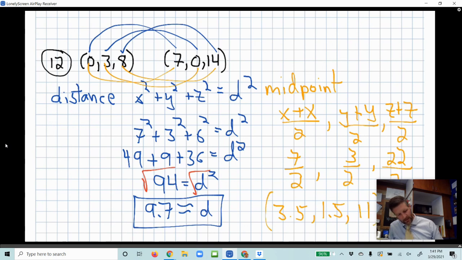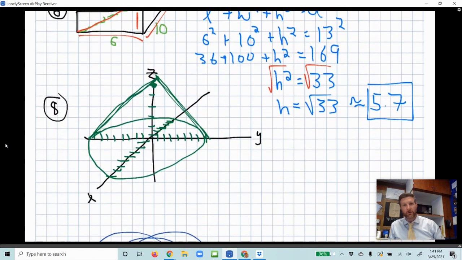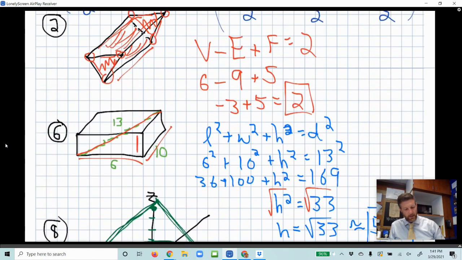So the midpoint of those 3-dimensional points lies along the point of 3.5 forward, 1.5 to the side, and then 11 up. And again, we could graph that to confirm it, but I'm not going to waste your time doing that. We can talk about this in class. So here we go, 3D formulas, just like we've learned all the way back in chapters 1 and 2, but now we've moved them into the 3rd dimension.